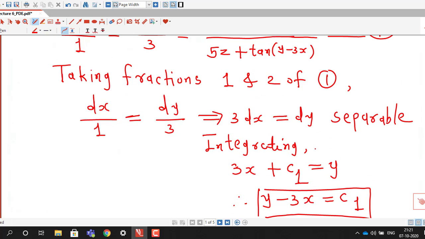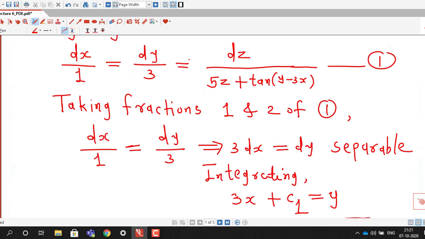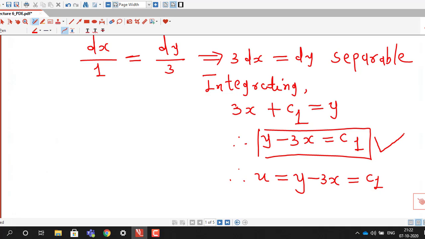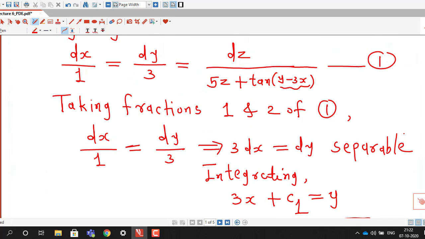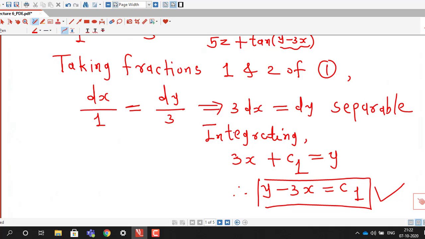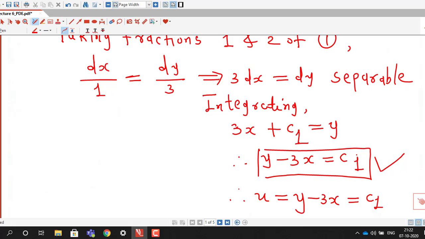Now we are not able to compare the remaining two fractions. So if you observe here, we have y minus 3x here, and in the first solution, y minus 3x equal to c1. So if we use this y minus 3x equal to c1 in this last fraction, then we will have dz upon 5z plus 10c1, so that we can compare with either fraction 1 or fraction 2. So what we are doing is we are using the first solution obtained to find out the second solution.